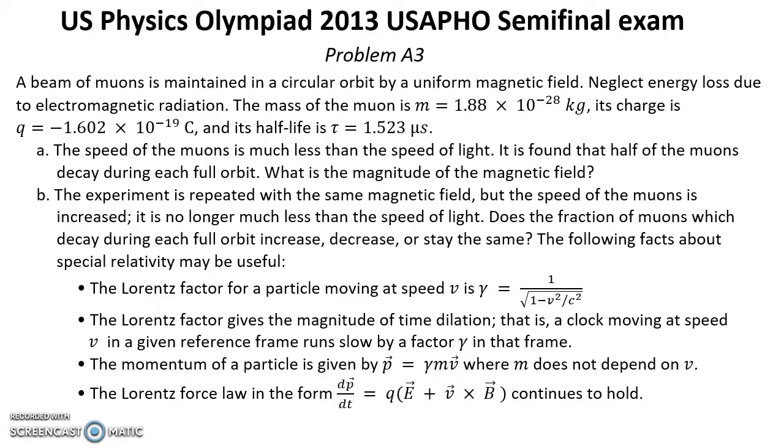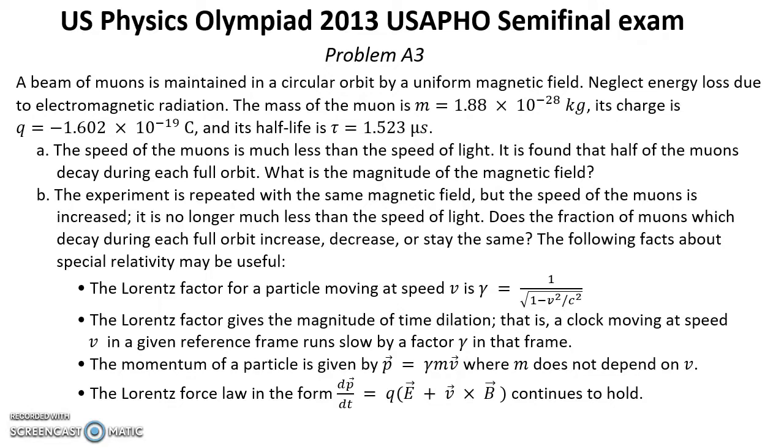Neglect energy loss due to electromagnetic radiation. The mass of the muon is equal to 1.88 × 10^-28 kilograms. Its charge is negative 1.602 × 10^-19 coulomb, and its half-life is 1.523 microseconds. Questions. Question A.